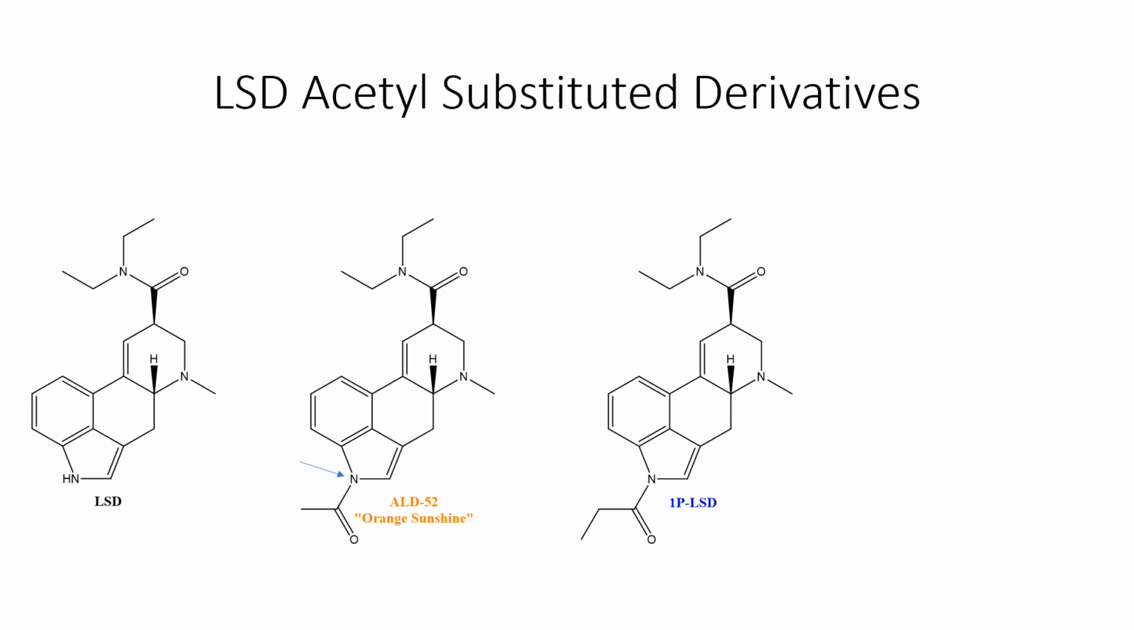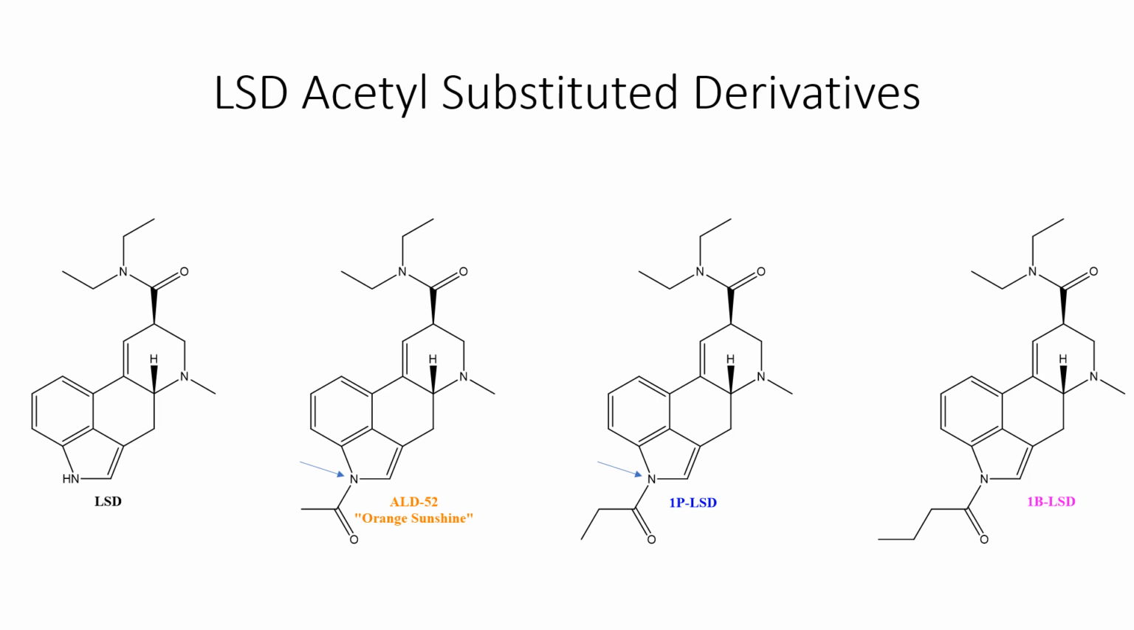The next compound is 1P-LSD. 1P-LSD differs from LSD in that instead of a hydrogen being attached to the nitrogen, there is a propanyl group attached. The last compound studied is 1B-LSD, and once again, instead of a hydrogen being attached to the nitrogen in this position, there is a butanol group attached. So what we're really looking at is the effect of adding one carbon to the acetyl group, going from ALD52 to 1P-LSD to 1B-LSD. One carbon addition, how does that affect the pharmacology?